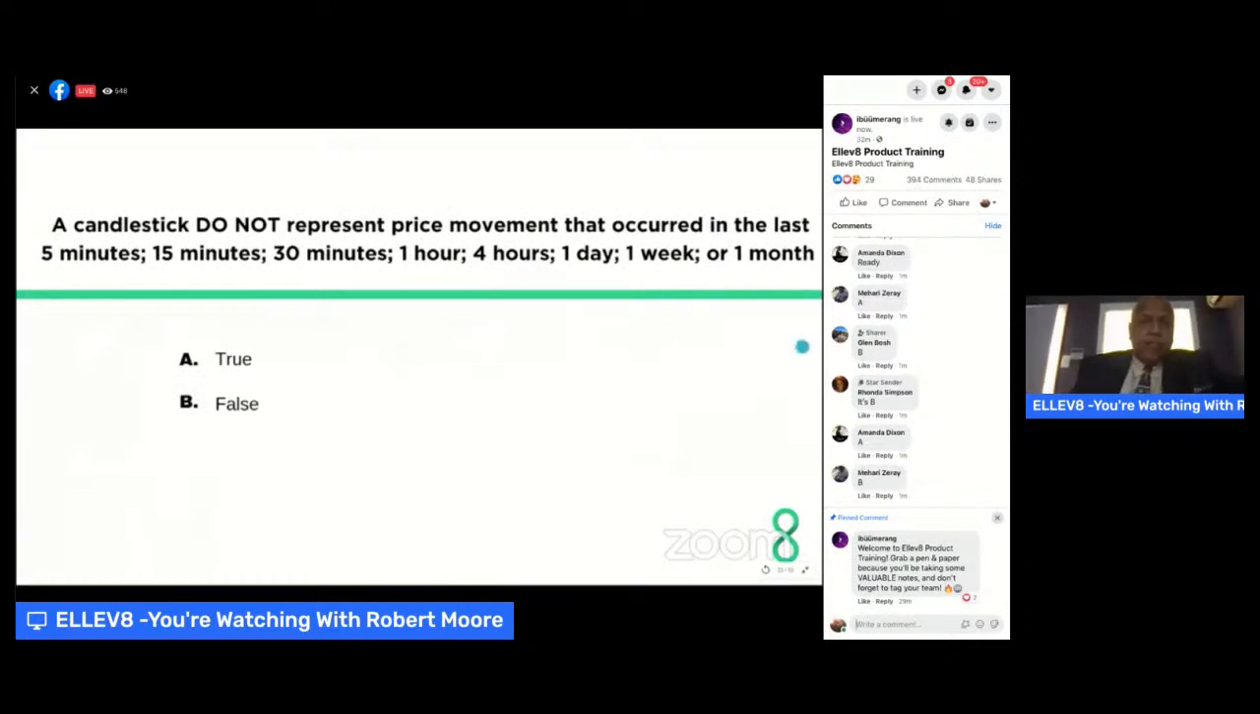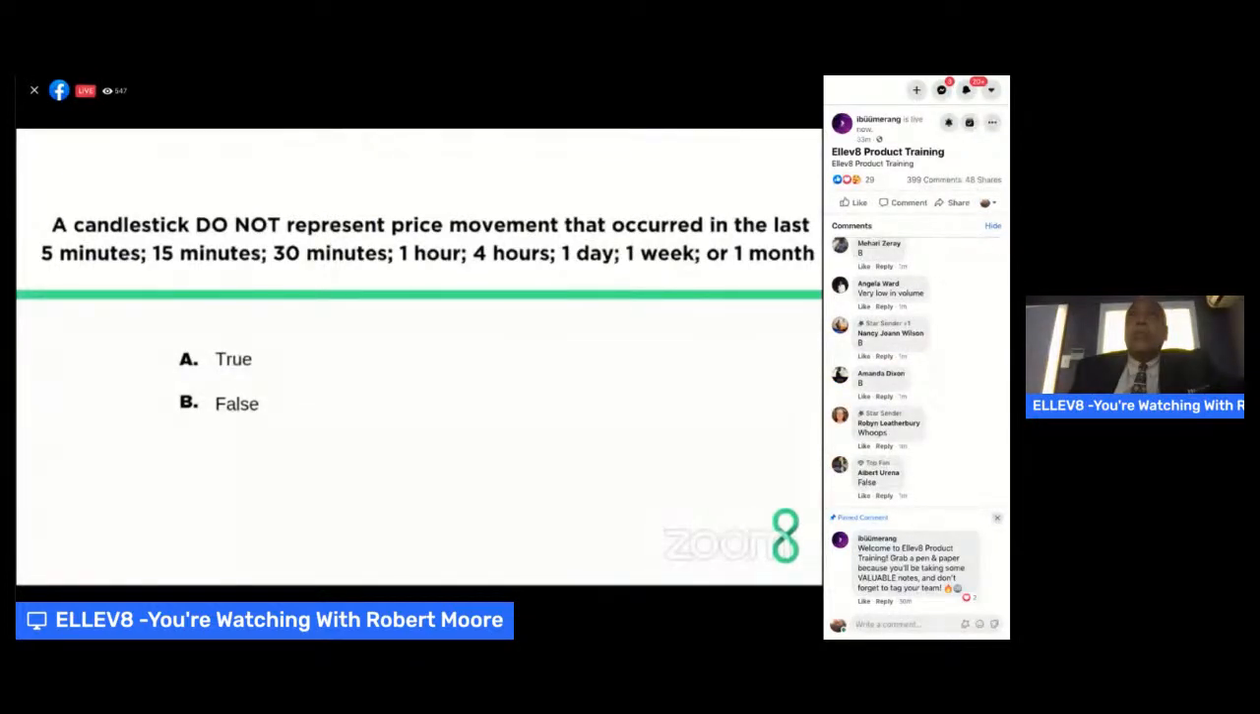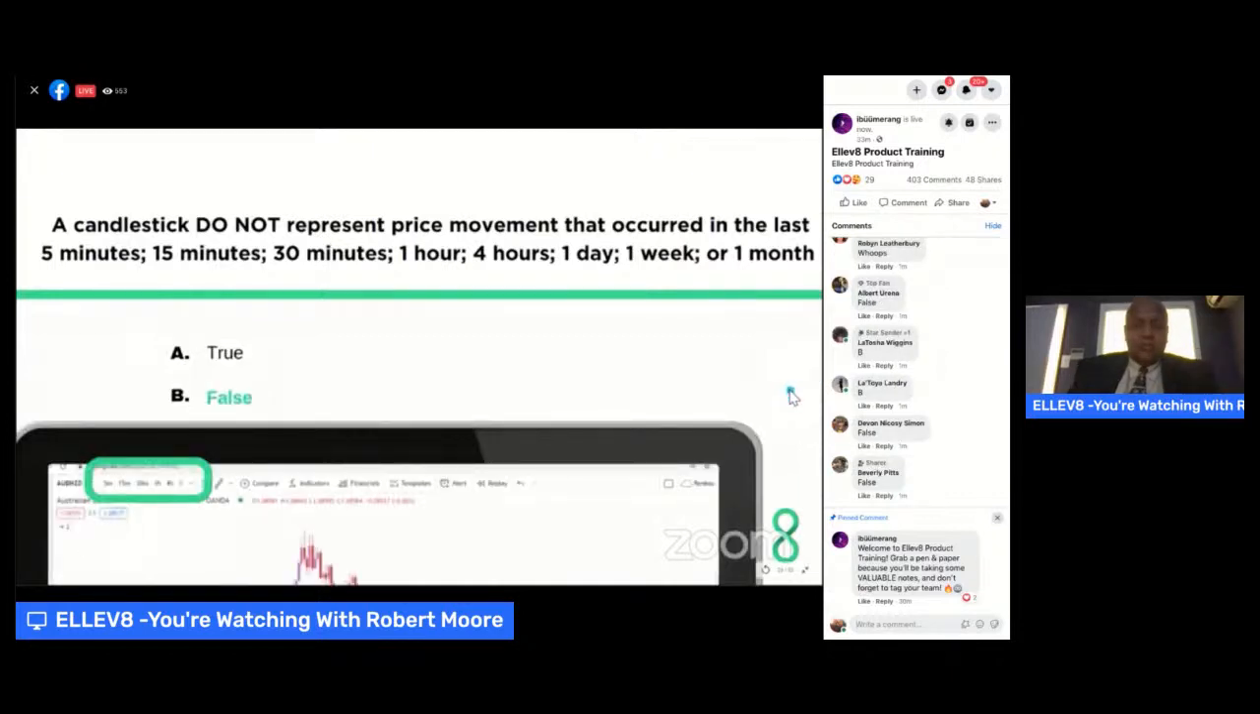A candlestick does not represent price movement that occurred in the last 5 minutes, 15 minutes, 30 minutes, 1 hour, 4 hours, 1 day, 1 week, and 1 month. A or B, or true or false? Beautiful. You guys learned today. That's correct. So it's false because candlesticks do represent price movement that occurred in the last 5 minutes, 15, 30, etc. Okay, they do represent that.